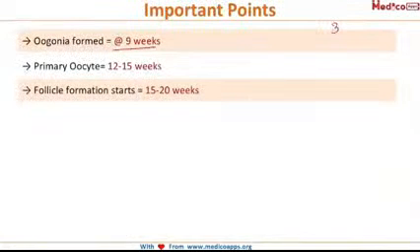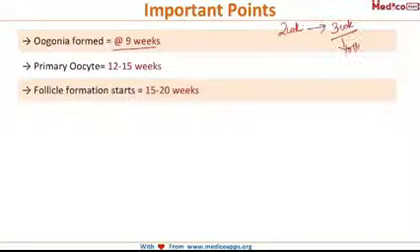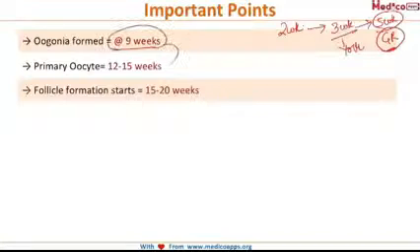And I have already told you that the germ cells appear at 2 weeks from the epiblast. Then at 3 weeks, they migrate to the yolk sac. Then by 5 weeks, they completely migrate to the genital ridge, which are the future gonads. Now in the gonads, the oogonia is formed at 9 weeks. Then 3 weeks later, the primary oocyte is formed, that is around 12 to 15 weeks.